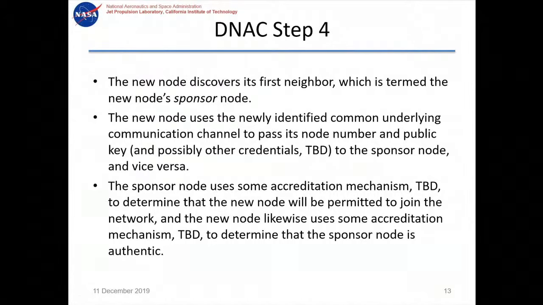And the sponsor node likewise passes its node number and its public key and some credentials perhaps back to the new node. The two nodes then, by some process we haven't worked out completely yet, verify each other's authenticity using some sort of credentials. Maybe that's something that's pre-placed on every vehicle, for example. But one way or another, the nodes determine that each one is authentic enough to proceed with the rest of the integration process.